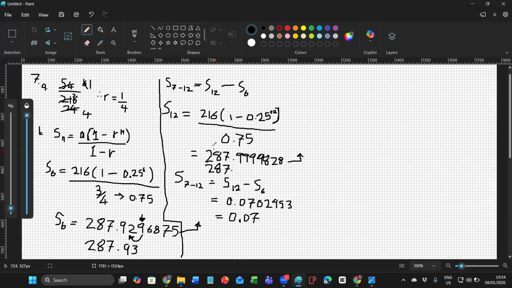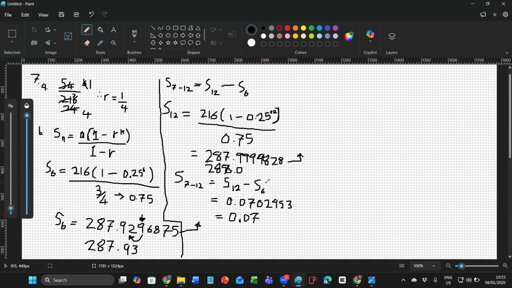If I round up this S12, the nine has already messed everything up. It's going to make that 999 become 288, isn't it? Yes. So it's going to be 288 point zero. Can you see? Now if you subtract, let's try it now. I'm getting 0.07.